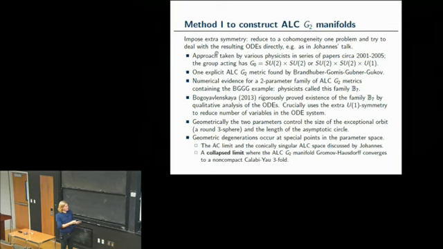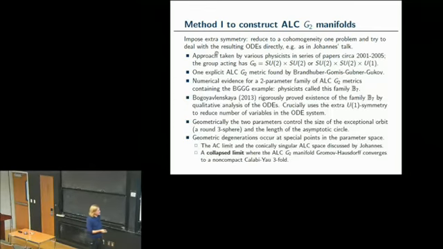But there's a different way to think about it, which is more in keeping with the philosophy of today's talk. So the two parameters, geometrically, control the size of the exceptional orbit, which is, in this case, always a 3-sphere, and the length of the asymptotic circle.